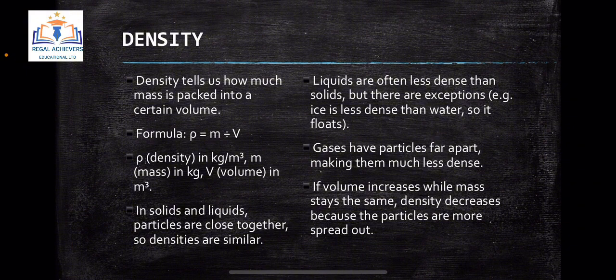In solids and liquids, particles are close together, so densities are similar. Liquids are often less dense than solids, but there are exceptions. For example, ice is less dense than water, so it floats. Gases have particles far apart, making them much less dense. If volume increases while mass stays the same, density decreases because the particles are more spread out.